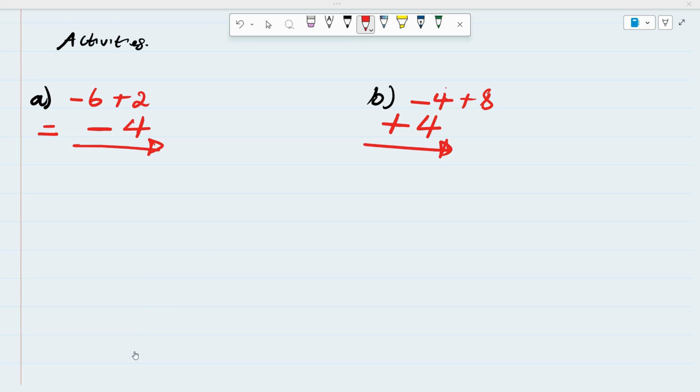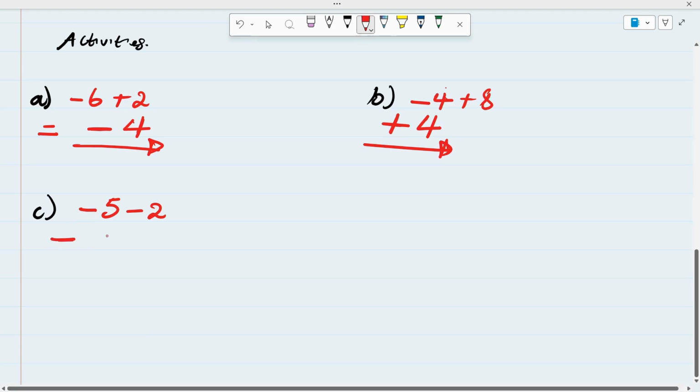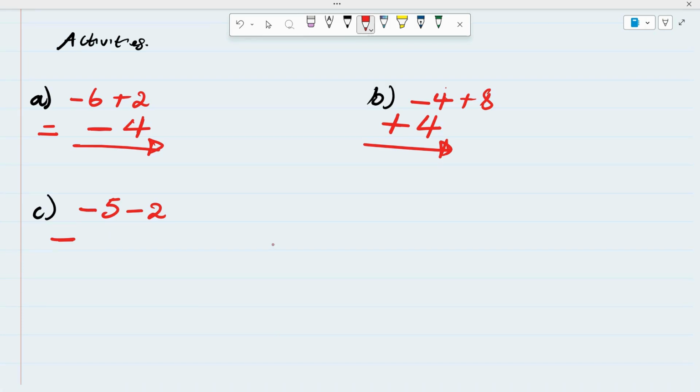Let's take the third one. As for this one, we can see that the signs are the same. So if the signs are the same, we just keep the common sign. And what do we do with the integers? We just add them. So meaning it's 5 plus 2. Then this is a 7. Then our final answer is -7.